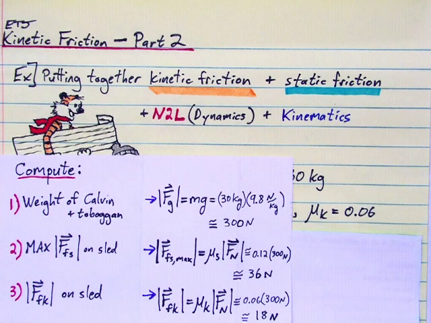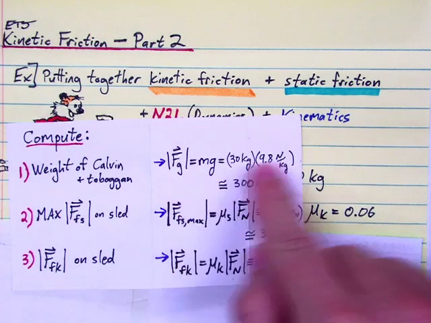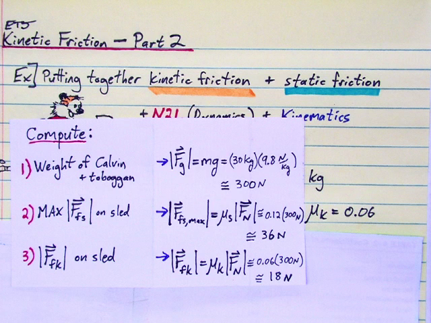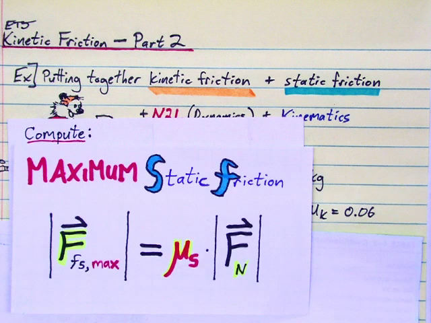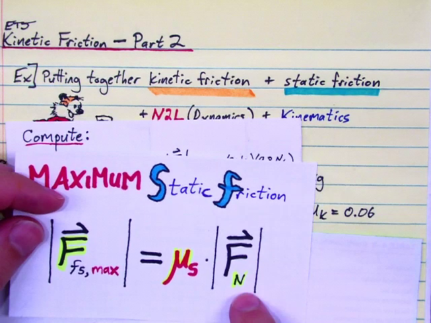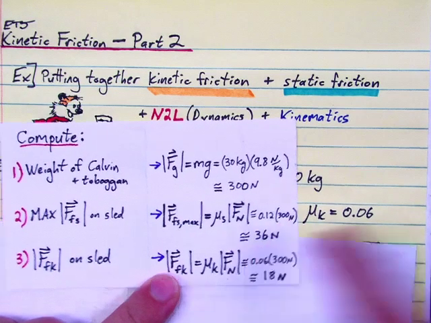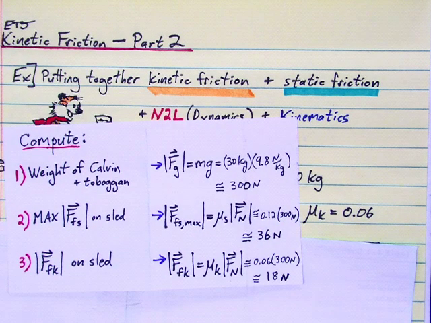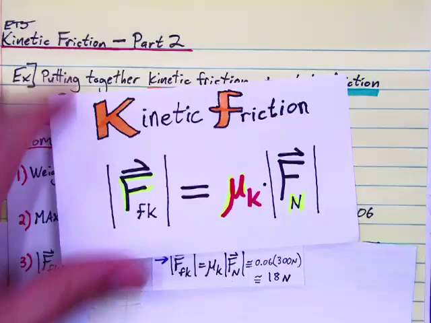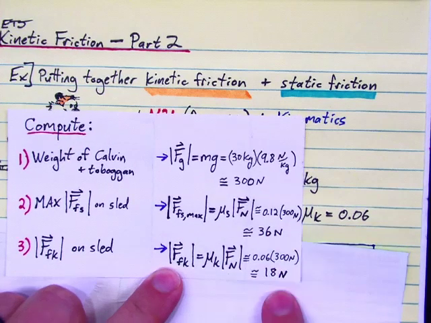First, the weight. Weight, of course, means the force of gravity. So m times g to find a weight of about 300 newtons. The maximum force of static friction, that's mu(s) times the normal force. The normal force will be equal to the weight since they're on horizontal ground and those forces will be balancing each other. So mu(s) times the normal force, about 36 newtons. And the force of kinetic friction on the sled once it's moving, mu(k) times the normal force, so about 18 newtons. All right, we've got those three values.